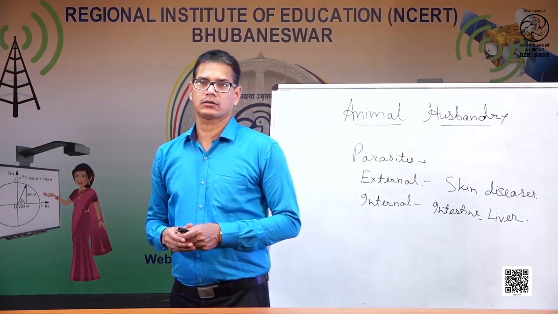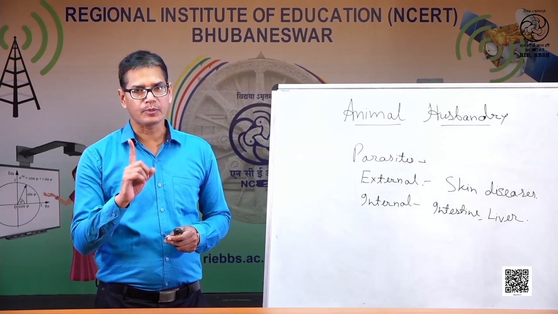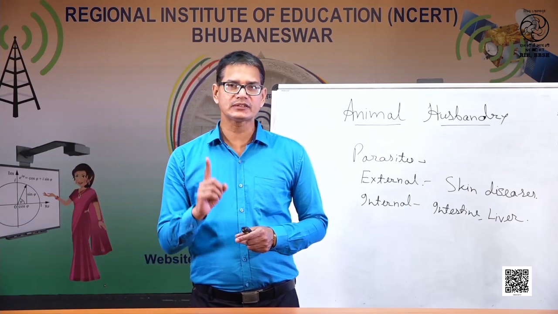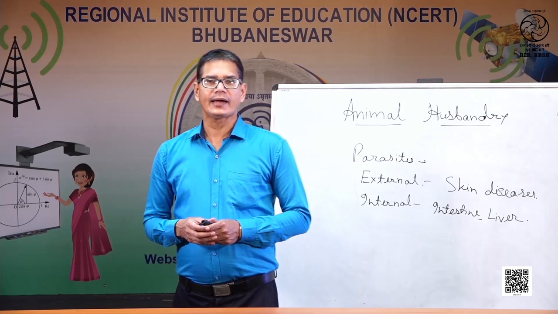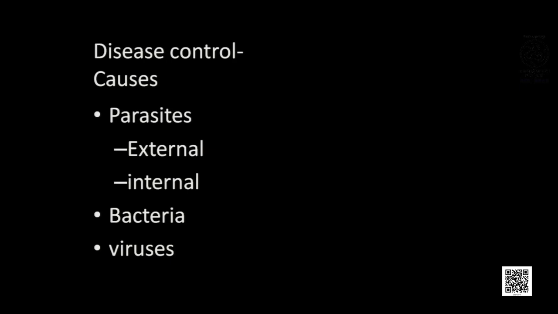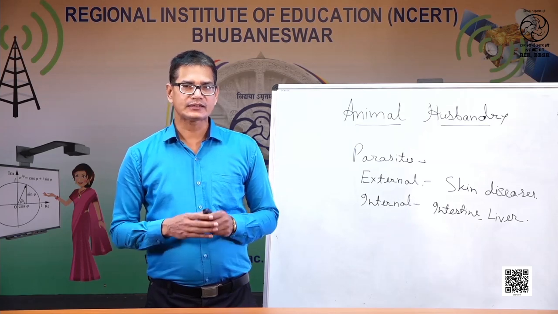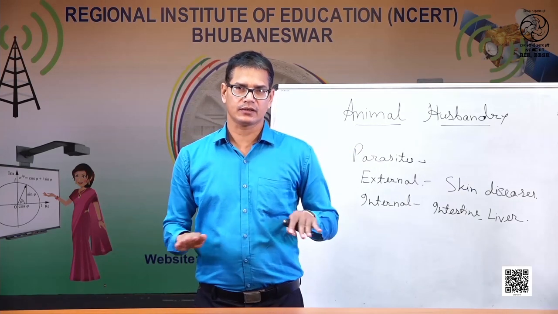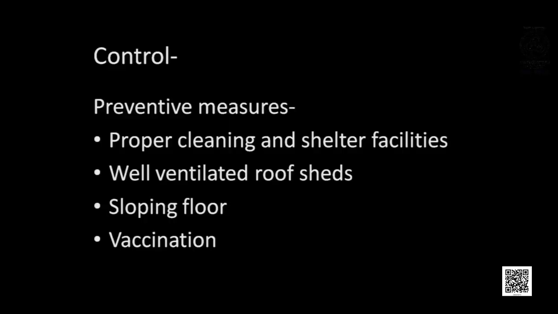Then how can they be cured? Most important thing is adopting preventive measures. As we know, prevention is better than cure. And cattle also suffer from diseases caused by various germs, that is bacteria and viruses. For that, we have to take necessary action to keep the environment clean. That means proper cleaning and shelter facilities, well ventilated roof sheds, and sloping floor, to prevent waterlogging around, and it will prevent the spread of larvae of mosquitoes and other insects. And also time to time vaccination is required as a preventive measure.